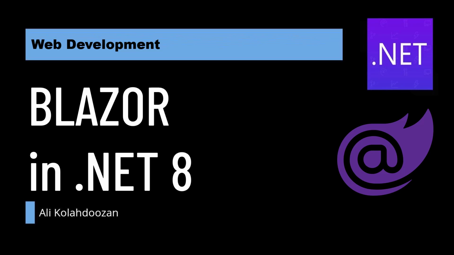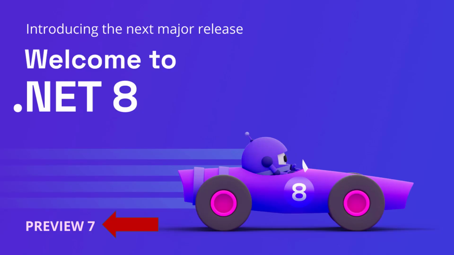Let's see. First of all, now I am using .NET 8 Preview 7, and it seems if Microsoft doesn't change its plan, Preview 7 is the last one and they are going to release the RC ones. But let's see. Now I am using Preview 7, so I am talking about the changes that we got till Preview 7.